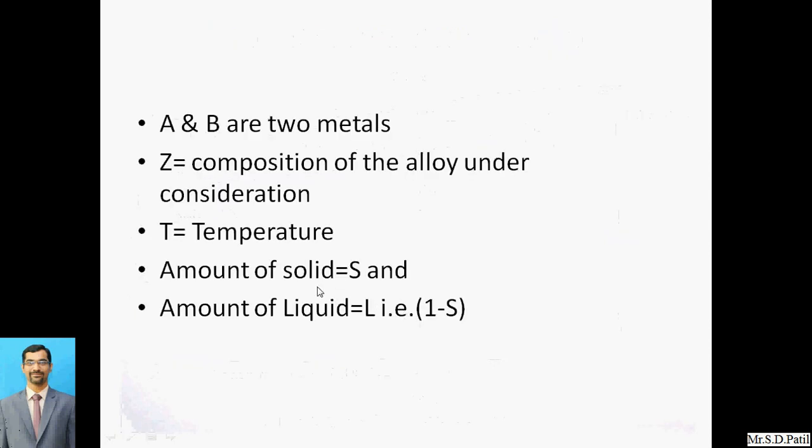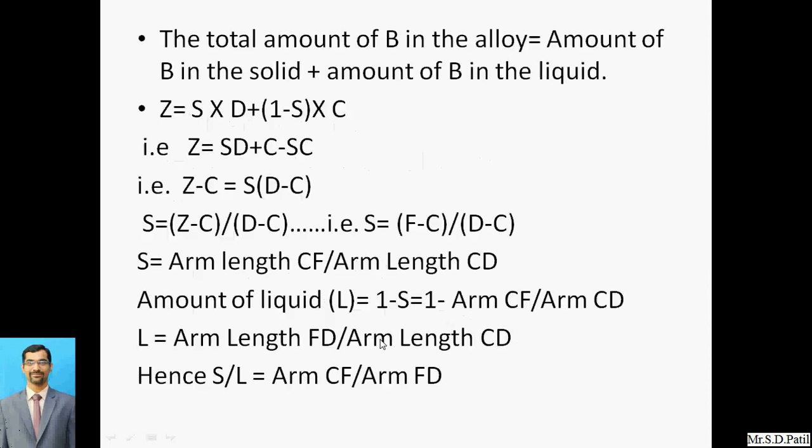Why is it 1 minus S? Because suppose we have taken 100 percent, or 1 as the quantity, and whatever the solid is, how much will be the liquid? So 1 minus S. If suppose no solid is present, no solid form, then the total state will be liquid. So L is equal to 1 in that case. That's why it is indicated by 1 minus S. Now, how the lever arm principle is applied will be discussed in the further part.